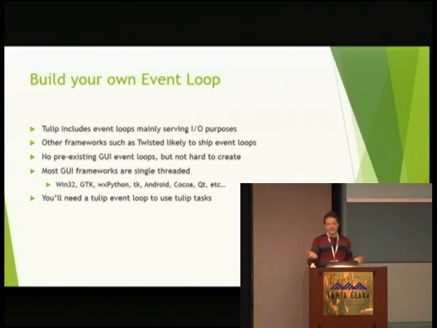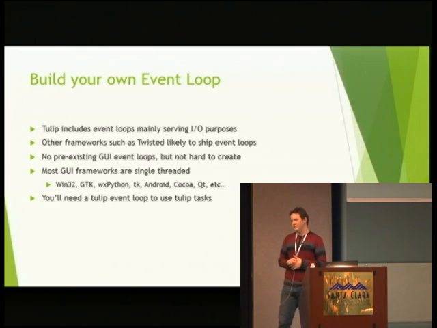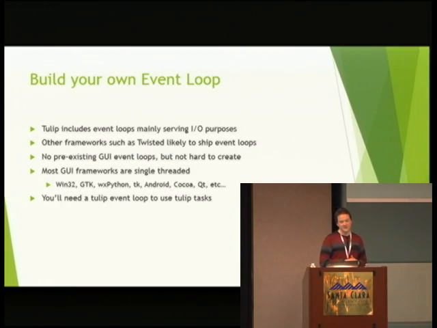So Tulip mainly includes event loops which work with I/O. It includes two built-in event loops, one for Windows and one for Unix. The Windows one uses I/O completion ports. The Linux one uses select, epoll, kqueue, etc. Other frameworks are likely to ship their own event loops, which are going to schedule work into their existing frameworks so that you can start using yield from with those frameworks in order to create nice async code instead of using functions which are passed in as callbacks and so on.